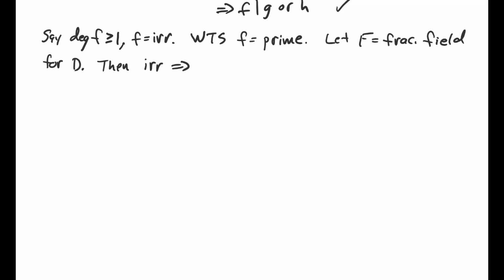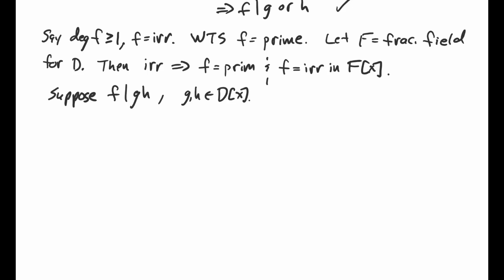And remember, we could translate irreducibility in D[x] into two statements in this case. Because f is irreducible in D[x], then f is primitive in D[x], and it's irreducible when viewed as a polynomial in F[x]. All right, we'll be using that. Now, heading towards the primeness, suppose f divides gh, where g and h are in D[x]. We want to show that f divides either g or it divides h.